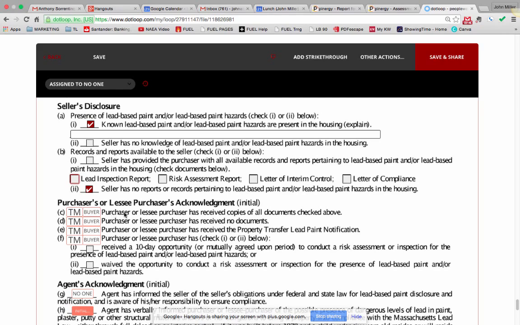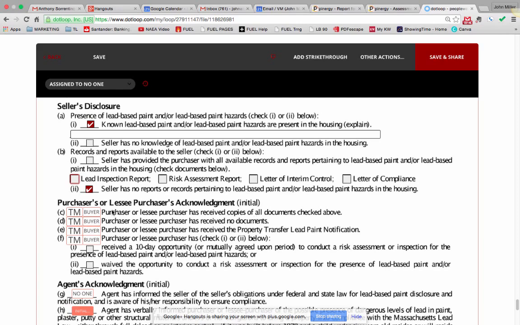They wouldn't, right? So the buyer can't really fill this out properly until the seller fills it out first. You see my point? Yes, that makes complete sense. The purchaser or leasee purchaser has received no documents. So the buyer either initials C or D, but never both. You understand? Yes.